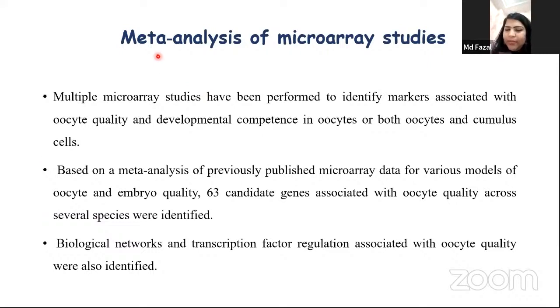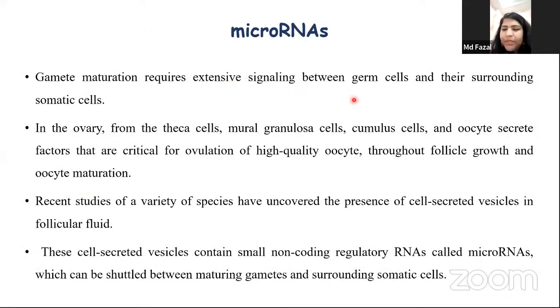So basically, the microarray studies have shown that multiple studies have been performed to identify the markers that are associated with the competence of oocytes. These are the markers which will help in checklisting the quality of the oocyte. Okay, so based on meta-analysis, what do we have? We have 63 candidates that have undergone the oocyte quality check, and some of the biological markers have been worked out. So they are the following. Next slide. Yeah. So microRNA.